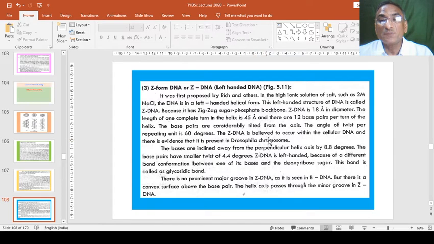Z-DNA is believed to occur within the cellular DNA, and there is evidence that it is present in Drosophila chromosome. Drosophila is the fruit fly insect, and this arrangement is found in Drosophila melanogaster. The bases are inclined away from the perpendicular helix axis by 8.8 degrees. The base pairs have a smaller twist of 4.4 degrees.